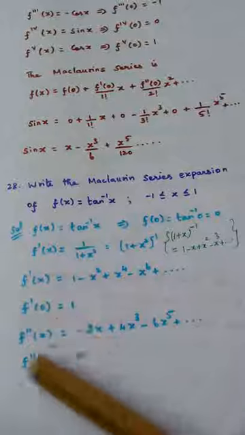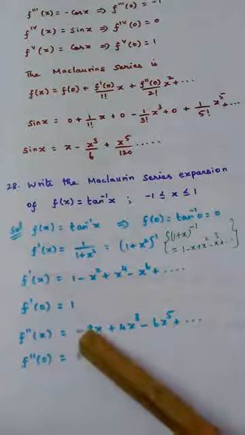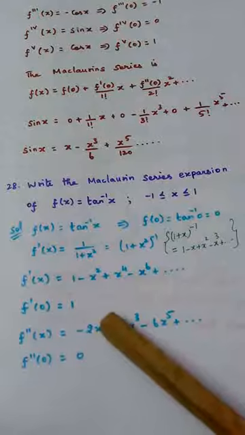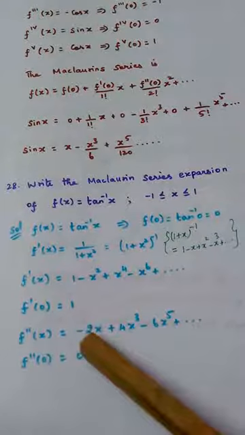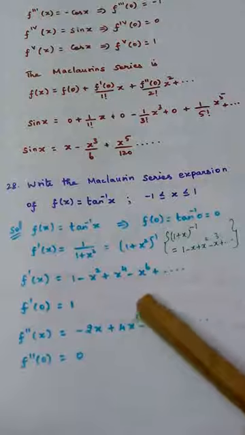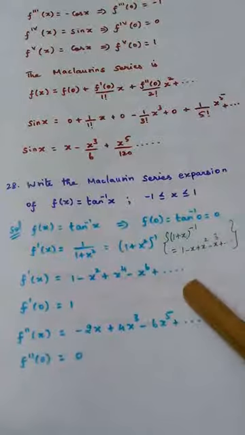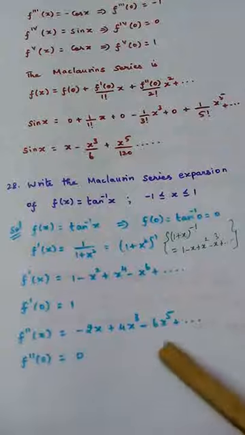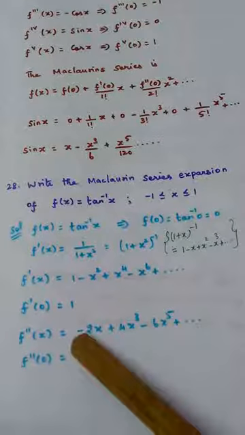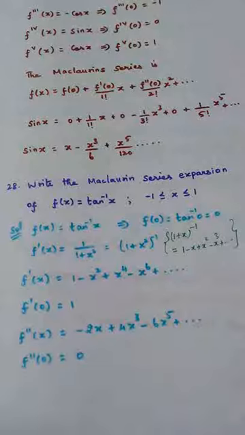F triple dash of x, the third differentiation, I have to go for. Can you tell what the answer is? This becomes minus 2, because the differentiation of x is 1. Then 3 into 4, 12x square. Similarly here 30x power 4, plus etc. That is what I am going to write in the next line. I repeat once again, minus 2 plus 12x square minus 30x power 4.